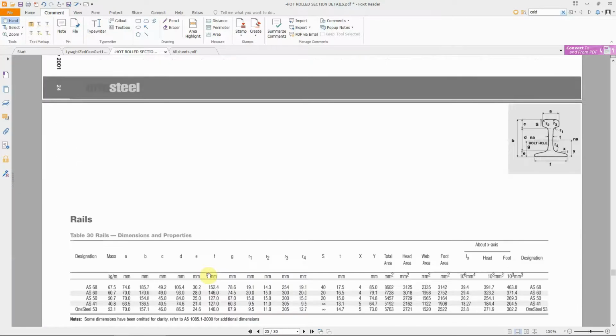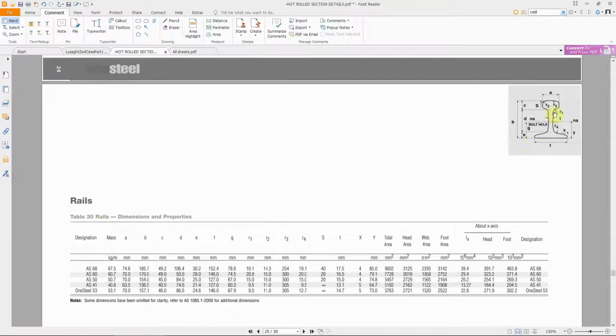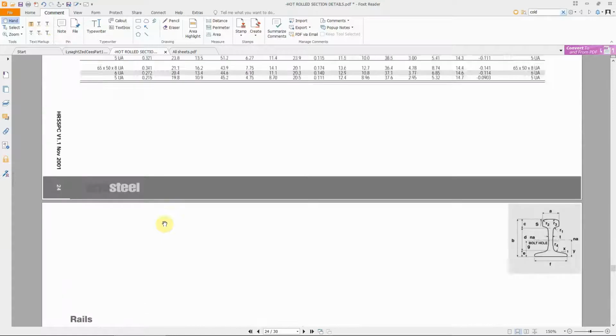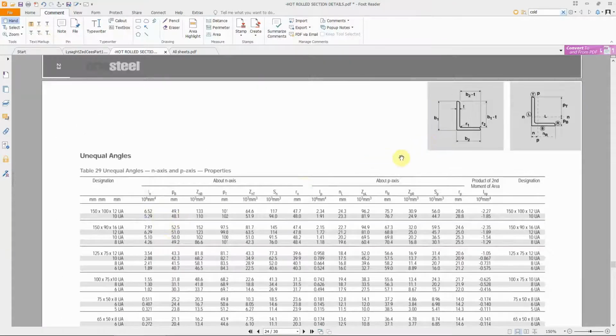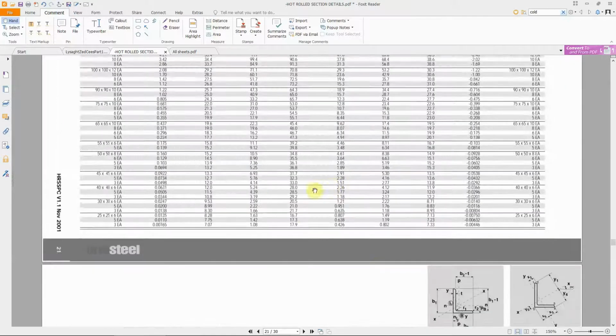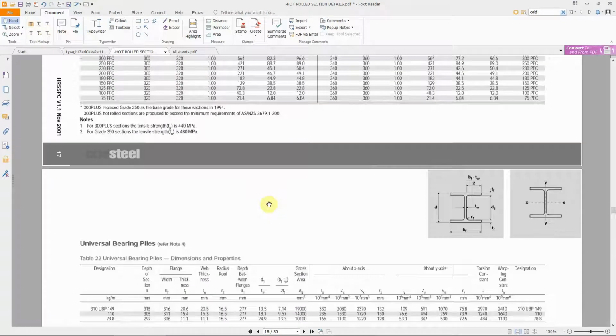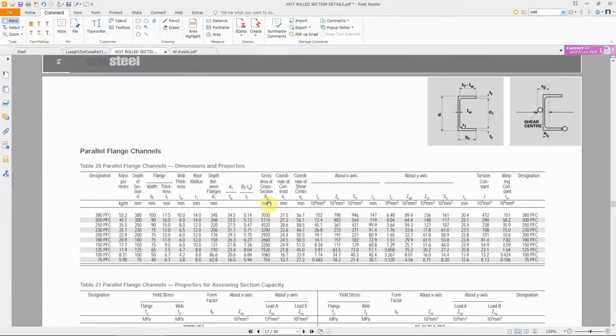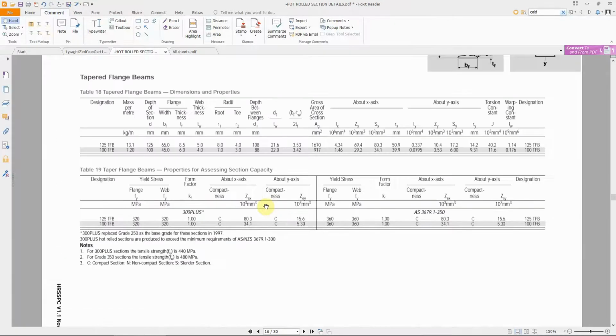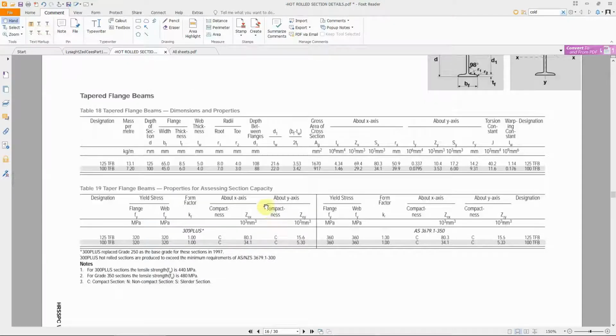Got all of those. And the rails, those are mainly used as rails, so we're really not going to use them too much in our structural design. What I need you to focus on, please: unequal angles, equal angles, PFCs, UCs and UBs. So the universal columns, universal beams, parallel flange channels, and equal angles, unequal angles.